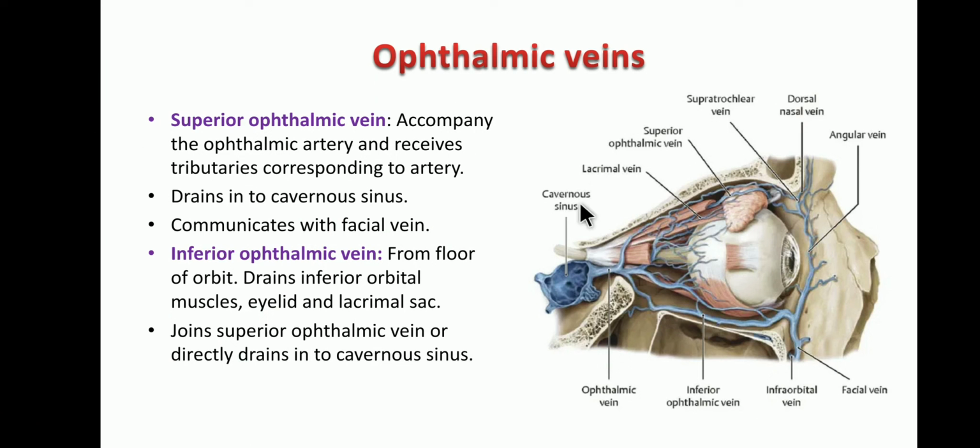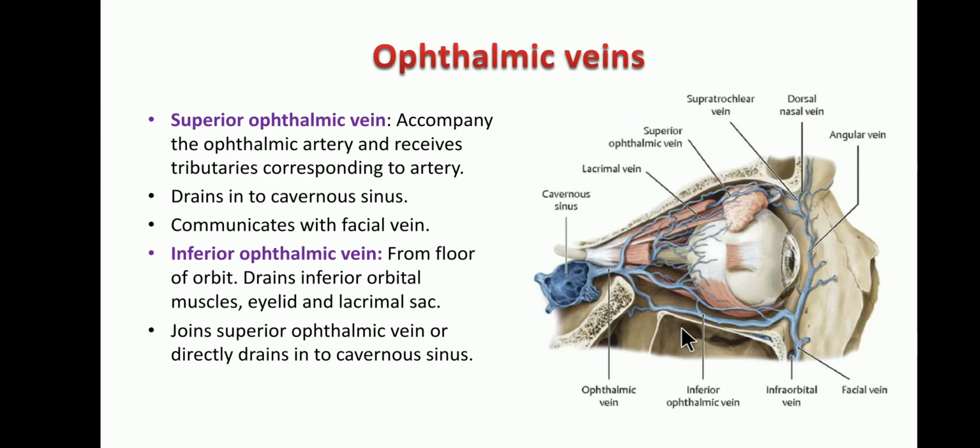Ophthalmic vein, superior ophthalmic vein. So they accompany the ophthalmic artery, receive tributaries corresponding to the branches of the artery, and drain into the cavernous sinus. It communicates with the facial vein through the angular vein. Okay, this superior ophthalmic vein will have communication with the facial vein through the angular vein.